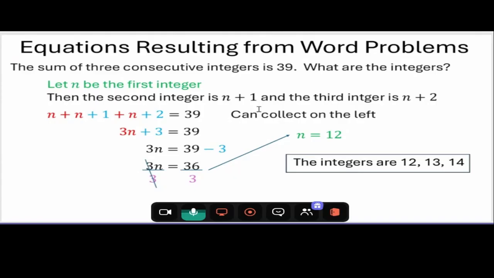Or once you know the first one, you know the other two are the two that come after it, right? So 12, 13, and 14. And you can double check: add up 12 plus 13 plus 14, three consecutive integers, that add up to 39. Yes, it works.